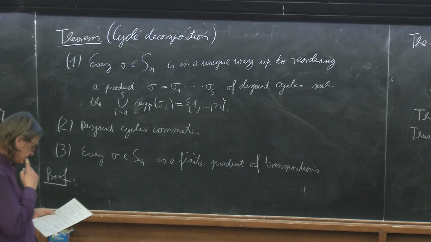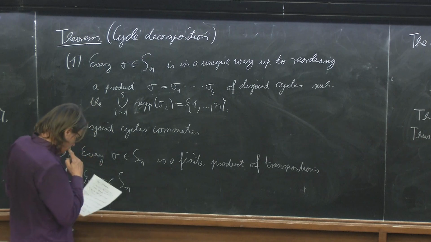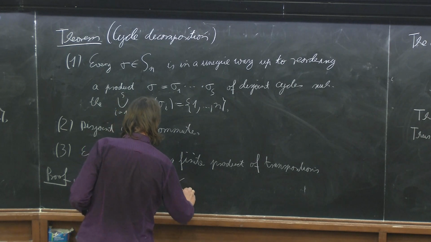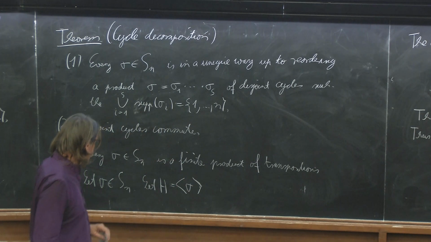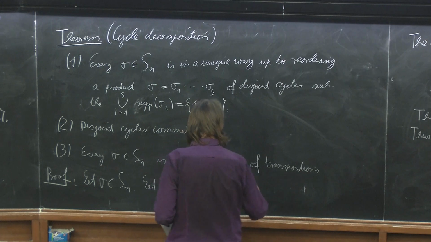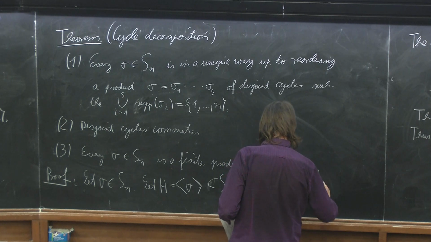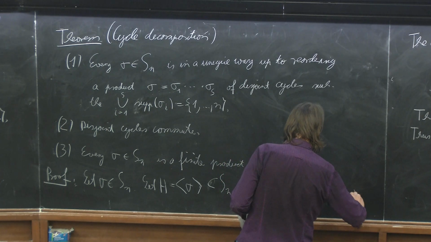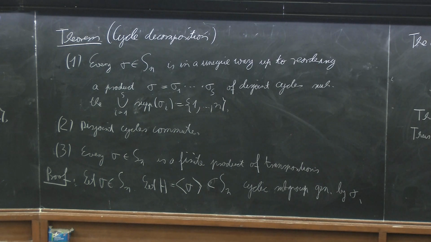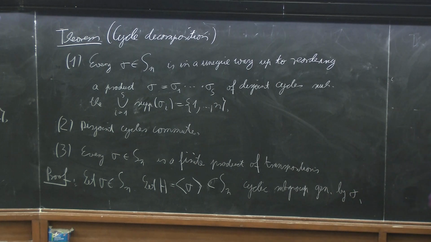So let's do that properly. We take sigma in Sn. Let H be the subgroup generated by sigma, the cyclic subgroup generated by sigma. So this is okay. Now we want to see how it acts on the set of elements from 1 to n.